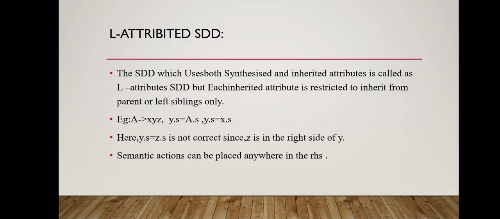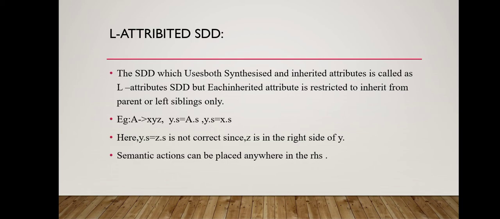Here is an example. Here is a production rule: A implies X, Y, Z. Its corresponding semantic rules are Y.S = A.S and Y.S = X.S. In the case of the first semantic rule, Y.S = A.S, the Y accepts the value from its parent node. And in the case of Y.S = X.S, the Y attribute is accepting the value from its left attribute X.